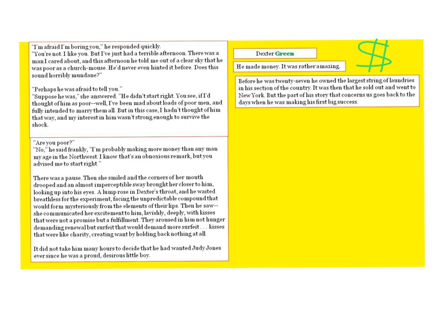Then we get mention of lips. "Then he saw. She communicated her excitement to him lavishly, deeply, with kisses that were not a promise, but a fulfilment. They aroused in him not hunger, demanding renewal, but surfeit that would demand more surfeit. Kisses that were like charity, creating want by holding back nothing at all."